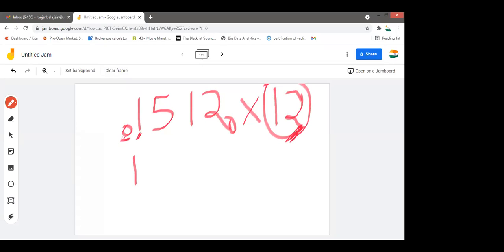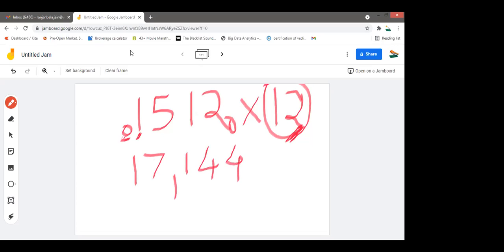So 2 ones are 2 plus 5, 7. The addition process will remain the same as we were doing in multiplication by 11. The only difference is that each digit is multiplied by 2. So 2 fives are 10 plus 1, 11. 2 ones are 2 plus 2, 4. 2 twos are 4 plus 0, 4.